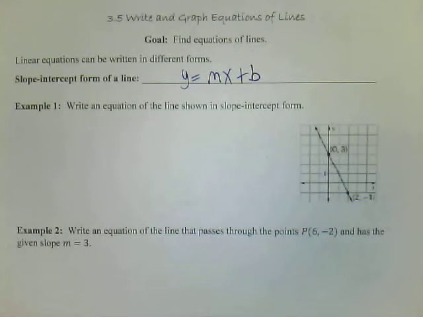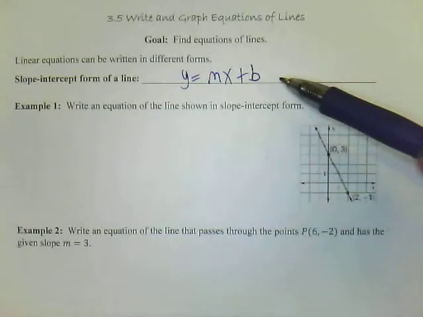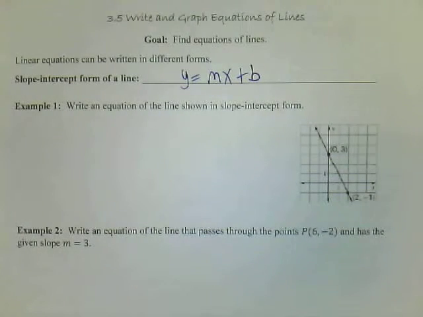In 3.5, we're going to be looking at equations of lines. First, we're going to start off with slope-intercept form. So when we have an equation, we can put that on a graph by finding solutions to it. Solutions to an equation are things that you can plug in that will make the equation true. And if we plot all those points, the x and y points that we can plug in to make an equation true, for an equation like this, it will come out as a straight line.